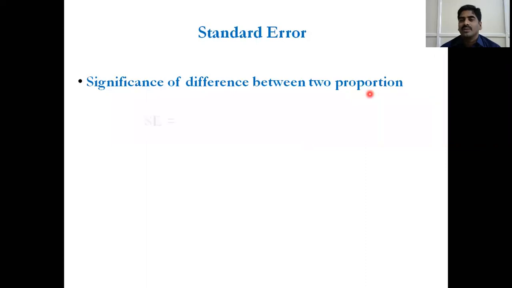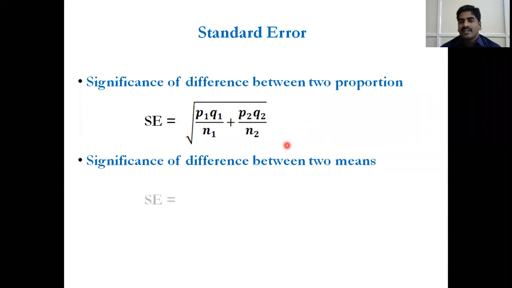If data is qualitative, then this is the formula of standard error: square root of P1 Q1 divided by N1, the first group proportion, first group Q value, and first group sample size, plus P2 Q2 divided by N2, the second group proportion, Q2 equal to 100 minus P2, and N2 means second group sample size.